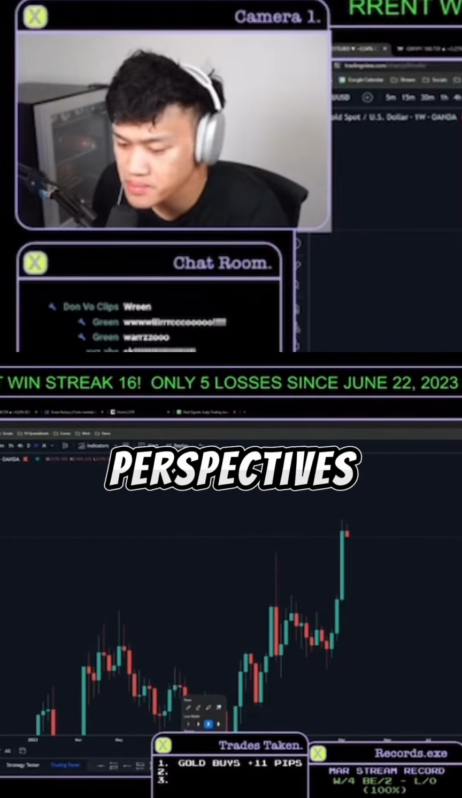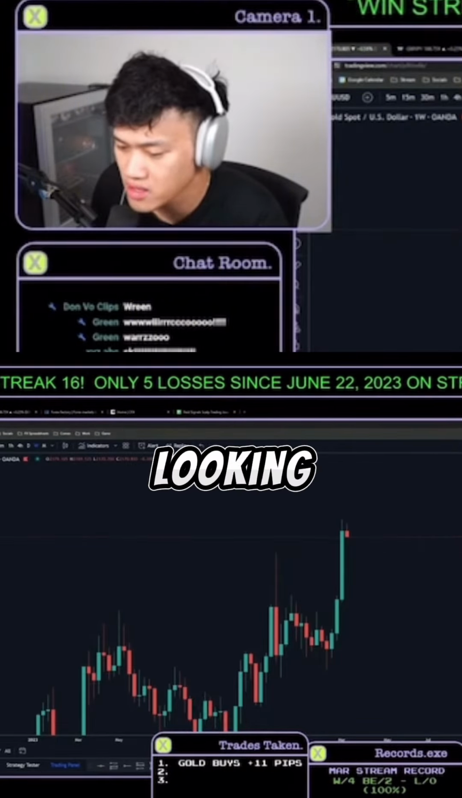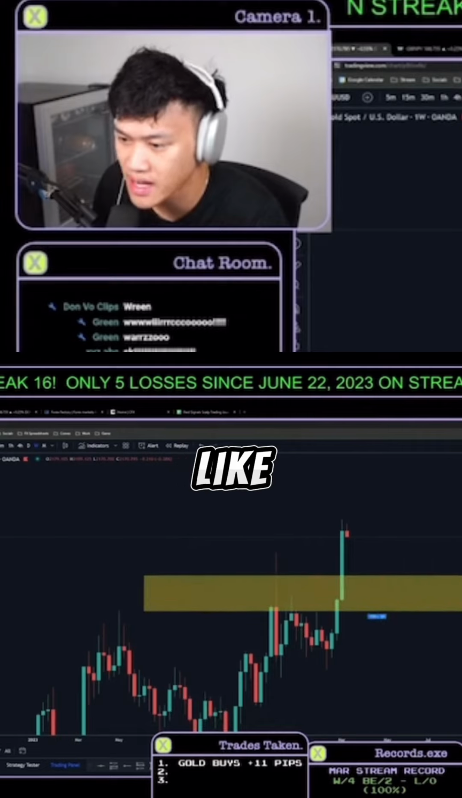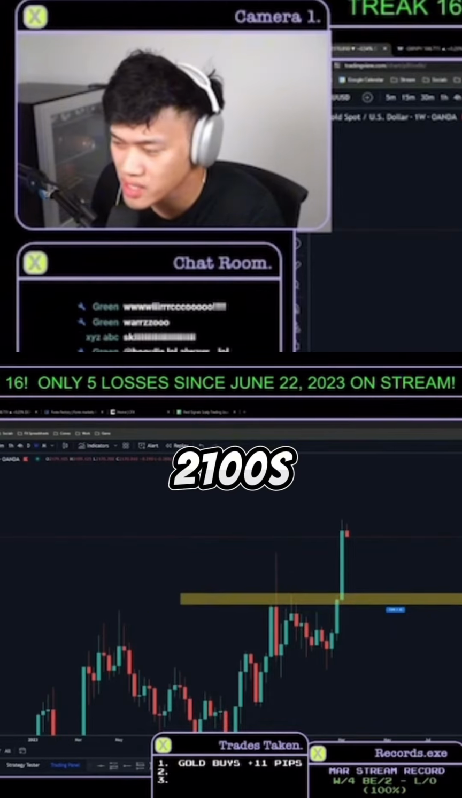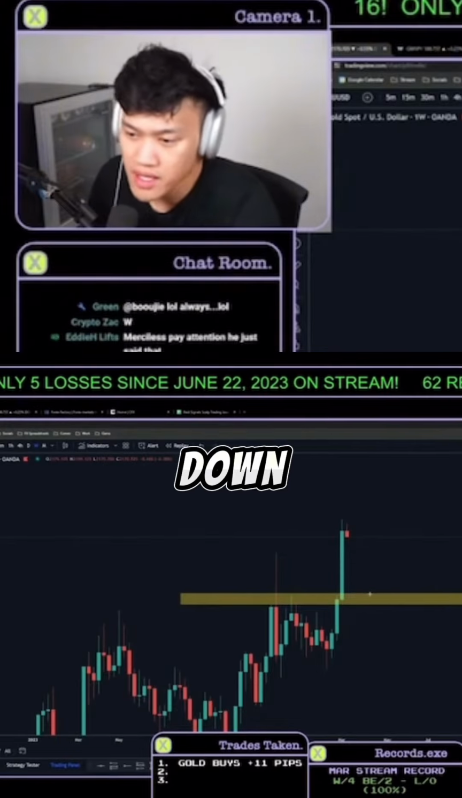We're looking from both perspectives, right? So even if price were to drive down, what would make the most sense? You're probably looking at the bottom of the range here, down here at like, I would say, 2080s, 2100s, right? In terms of your next minor support. So even if price were to drop down, that's your next level.